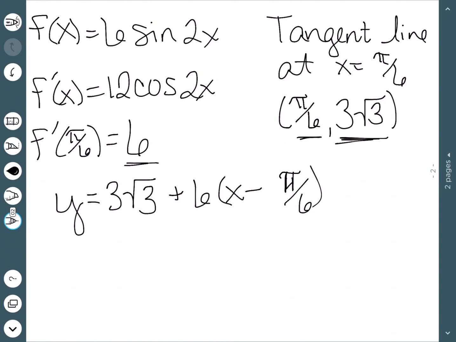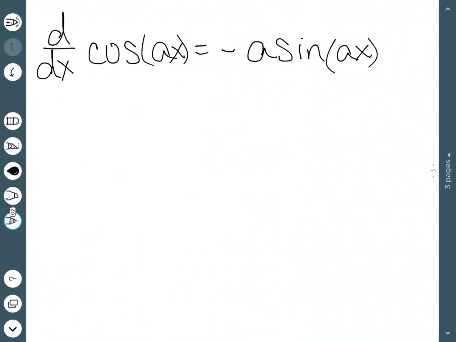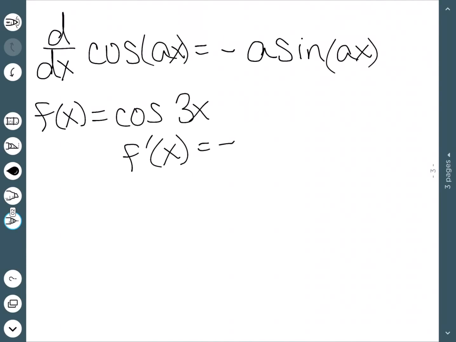So now we've discussed the derivative and how the derivative of sine is cosine. But what's the derivative of cosine? Well, the derivative of cosine ax is negative a sine ax. The derivative of sine is cosine, and the derivative of cosine is negative sine. So we do introduce this negative sign here, so it's important to watch your signs.